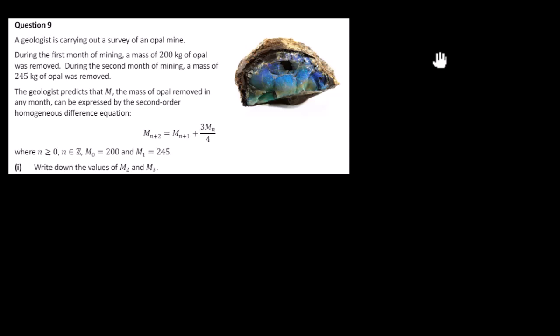The geologist predicts that M, the mass of opal removed in any month, can be expressed by the second order homogeneous difference equation M(n+2) is equal to M(n+1) plus 3Mn over 4, where n is greater than or equal to 0, an integer. M0 is 200, M1 is 245 kilograms. Write down the values of M2 and M3.